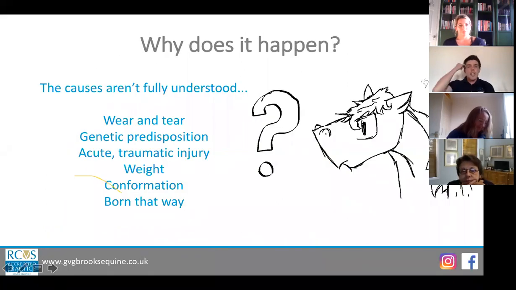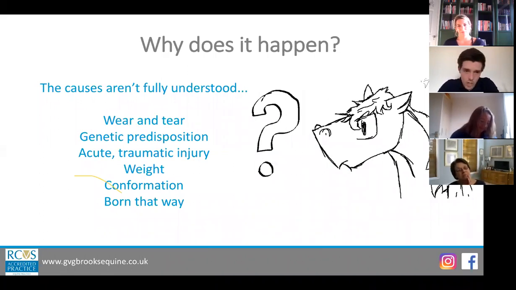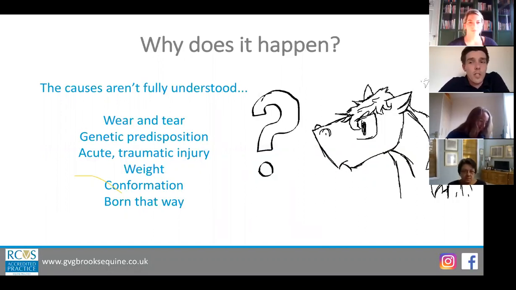So why does osteoarthritis happen? The causes aren't really fully understood, and despite lots and lots of research, we don't really know. The proposed thoughts as to why osteoarthritis forms in a joint is primarily that it's a disease of wear and tear, thinking on the basis that we see it in animals that are older. But we do see osteoarthritis in younger horses too, and we think of this as a juvenile arthritis, which can be more tricky to treat sometimes. So for that reason, we think that it can't just be a disease of wear and tear.